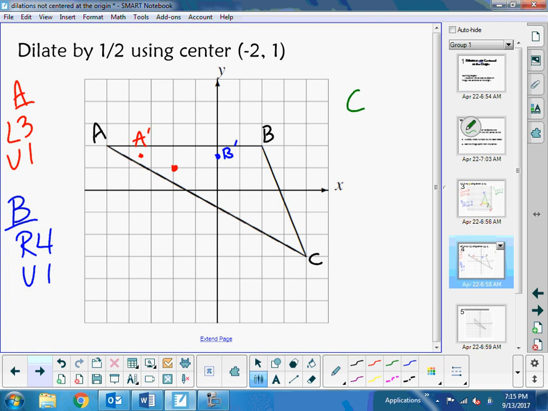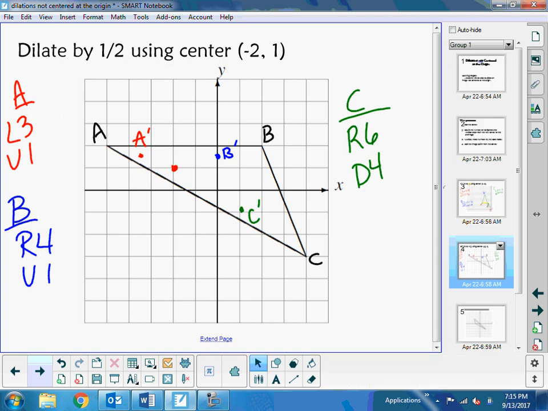Finally, let's look at C. From our new center, we have 1, 2, 3, 4, 5, 6 to the right and down 4. Right 6, down 4. Again, multiply by a half. So we need to go to the right 3 and down 2. From my new center, I'm going to the right 3, 1, 2, 3, and down 2. Here is C prime. So again, here is my new triangle.